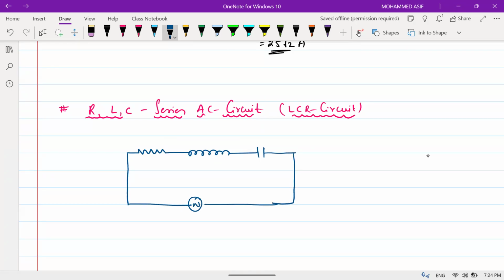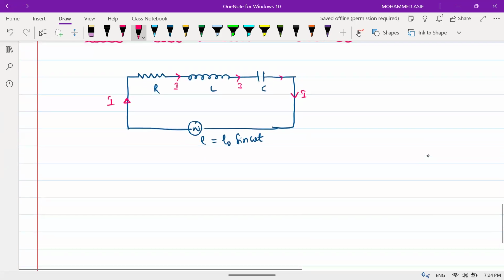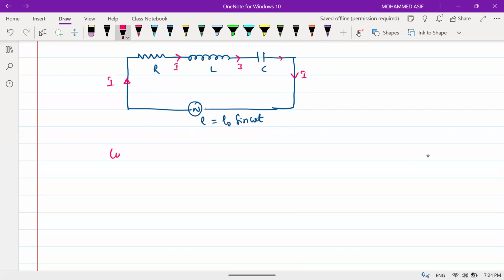Alternating source of EMF, by default we always write it as E equals E naught sine omega t. Capacitor, inductor, resistor. When there is a flow of current, right now for me it is I. The same amount of current is flowing in all of them. Potentials will be different, but the current is the same in all.